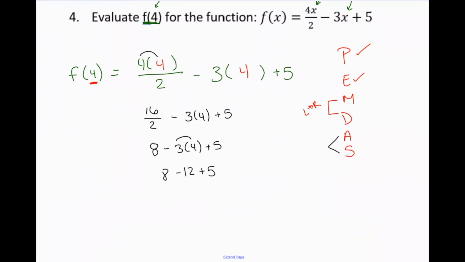Now we've got addition, subtraction. We're going from left to right. 8 minus 12 is -4, plus 5 is +1. So that means f of 4 equals 1. That means when x is 4, my y value is going to be 1. As a point, this would be (4, 1). And that's our answer.